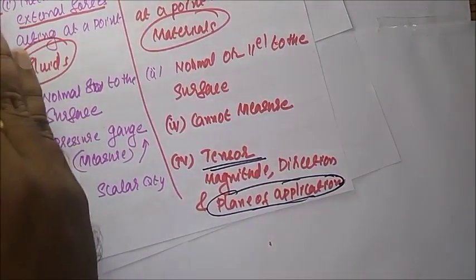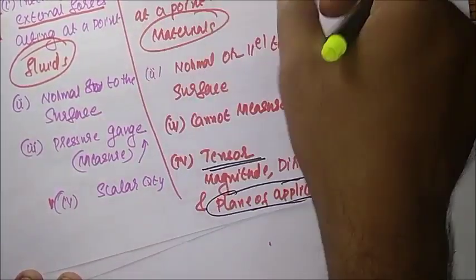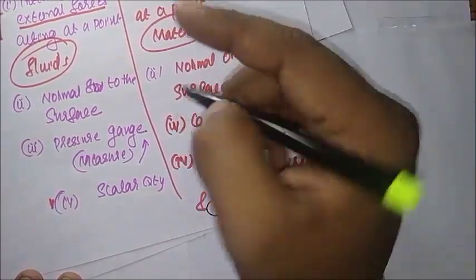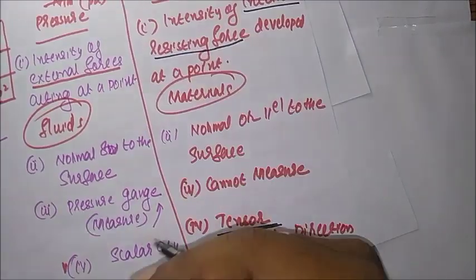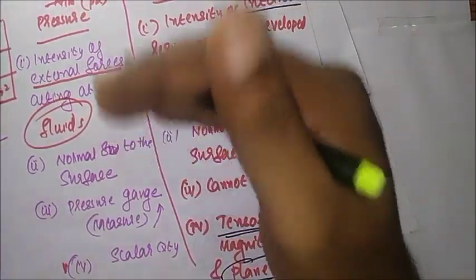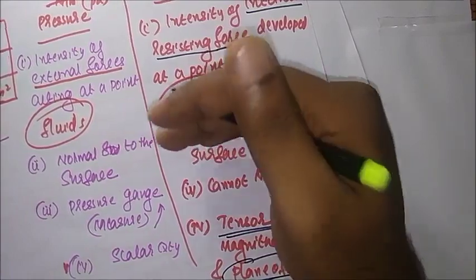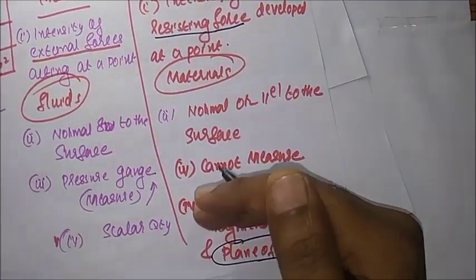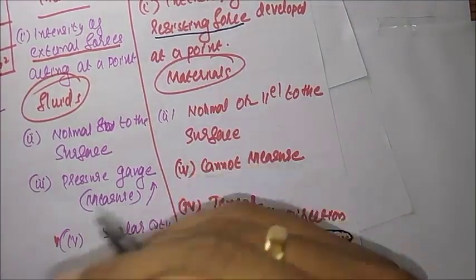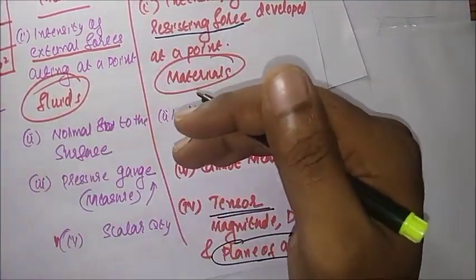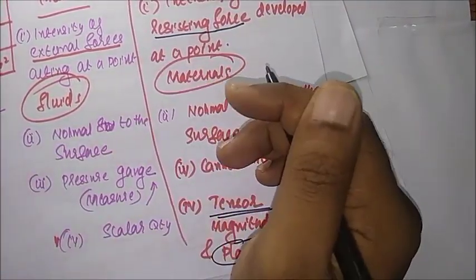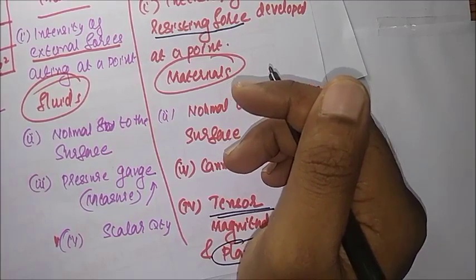We know stress is acting in a particular plane, whether horizontal, vertical or inclined. Depending upon the area, stress will change. Stress is equal to force divided by area, that is resistive force divided by area. When the area changes, the stress also changes. Therefore, the area of the plane is clearly mentioned with the stress term. Therefore, stress is a tensor quantity, having magnitude, direction and plane of application. That is the difference between pressure and stress.